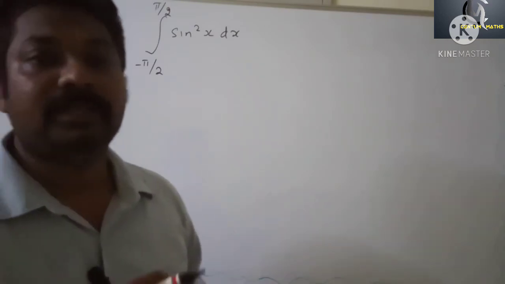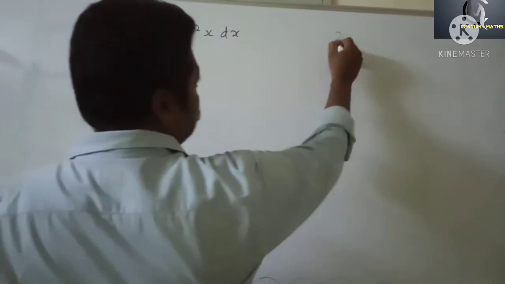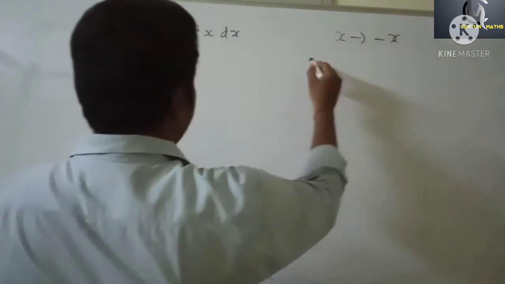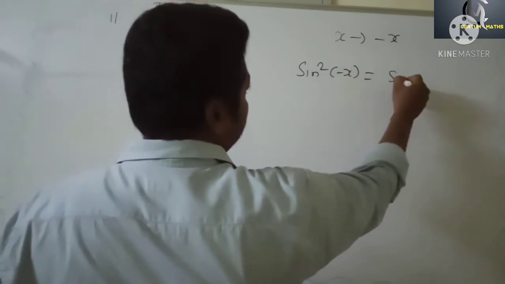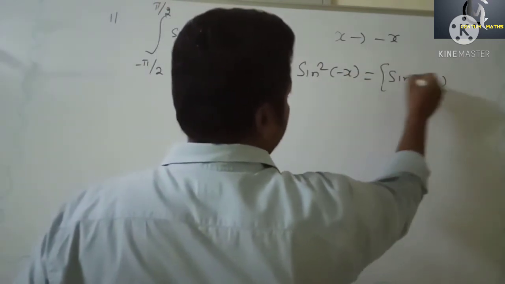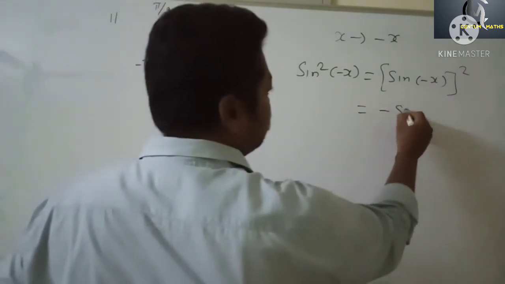Let us check whether it is an odd function or an even function. Instead of x, we substitute minus x. So sin square of minus x equals sin of minus x whole square. Sin of minus theta is minus sin theta.